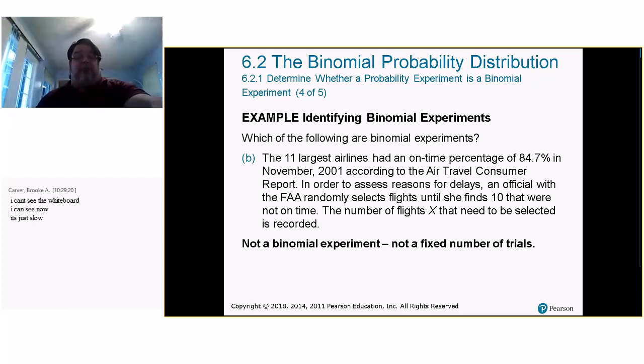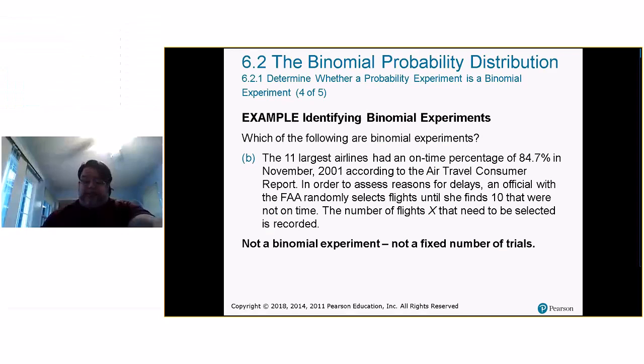So this is not a binomial experiment because it's not a fixed number of trials. 11 large airlines, that's not a flipping of a coin or a rolling of a die.